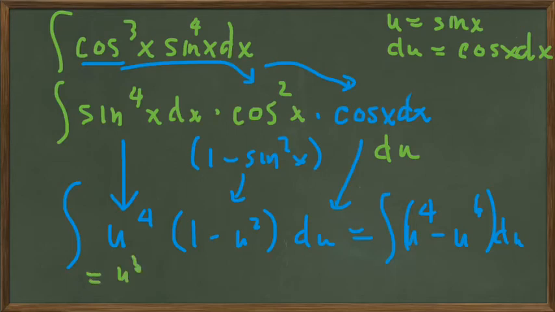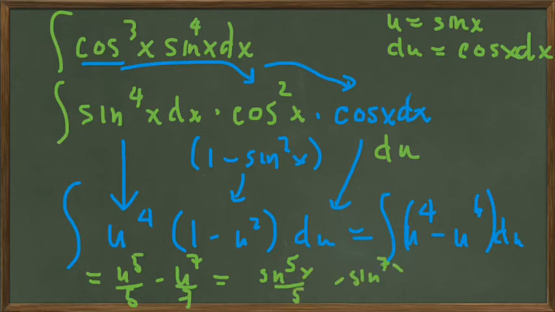u to the fifth over 5 minus u to the seventh over 7, and when we convert u back to sine, we get sine to the fifth x over 5 minus sine to the seventh x over 7 plus c.